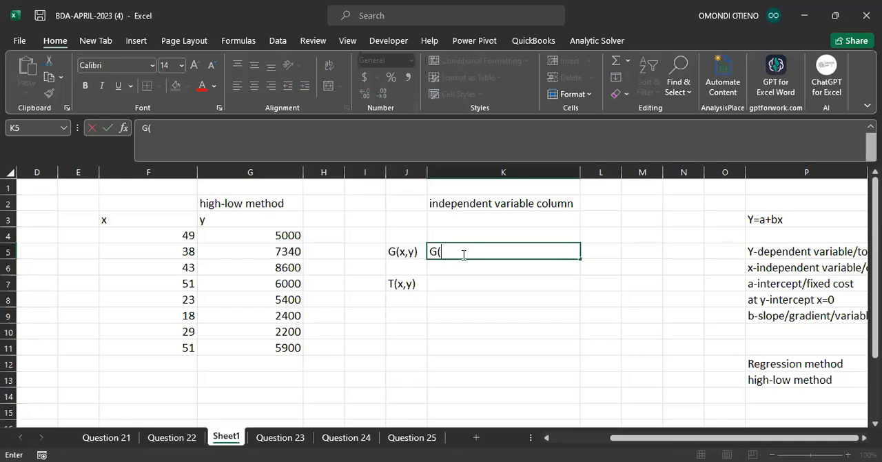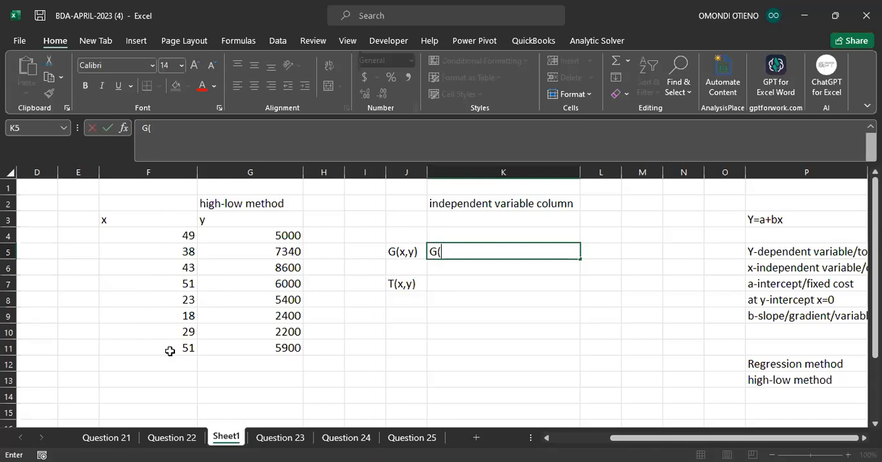Coordinates at point G, the highest value. Which one will we have? The highest value, you can see, we have 51, right? Now that we have 51, and there are 2 of them, are we having the same figure against that 51, which is the highest value in the X column? The answer is no. So 51 here corresponds to 5,900, and 51 corresponds to 6,000.